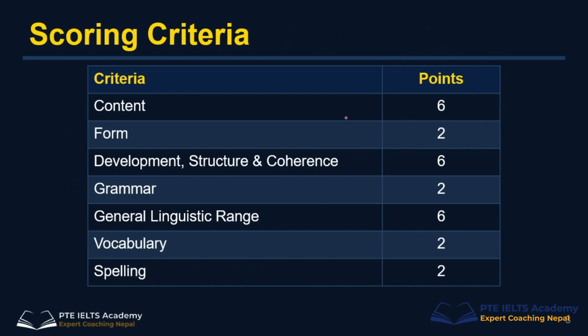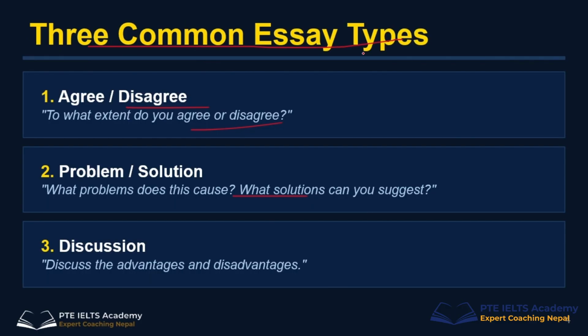Now, let's look at how the write essay task is scored. The total marks available are 26 points, spread across 7 criteria. In PTE, there are 3 main types of essay prompts that appear most often. Type 1, agree, disagree. The prompt will say something like, to what extent do you agree or disagree? Your job is to give your clear opinion and support it with reasons and examples. Do not sit on the fence, take a strong position.